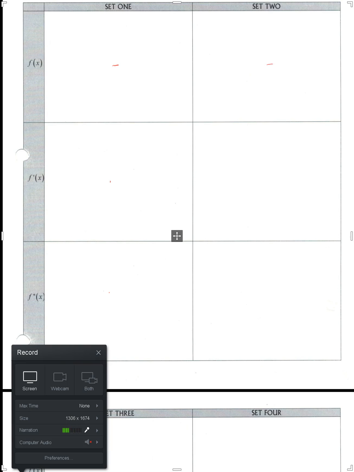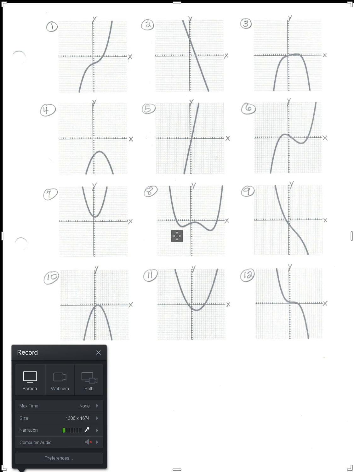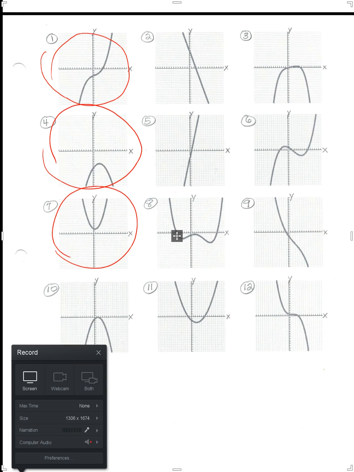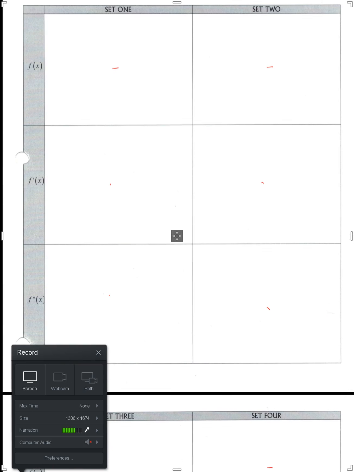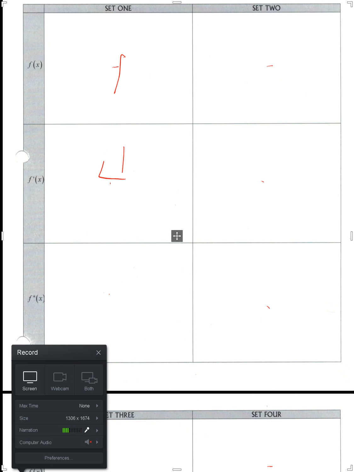And here are the 12 graphs that you can pick from. I don't really know if you can cut them out because I believe that when the Copy Center made our stuff, they ended up putting it double-sided, so you probably can't cut them out, but you could at least write the numbers in there. So for example, if you think that function 1 is the original function and its first derivative is 4 and its second derivative is 7, then you would come up here to set 1 and write 1 is the original, 4 is its derivative, and 7 is its second derivative.